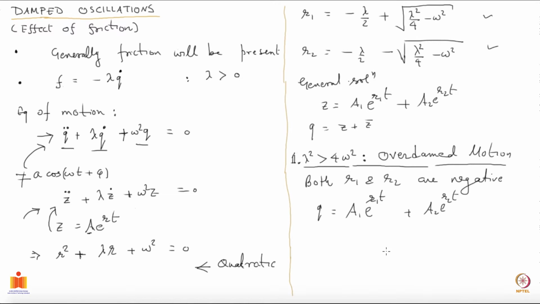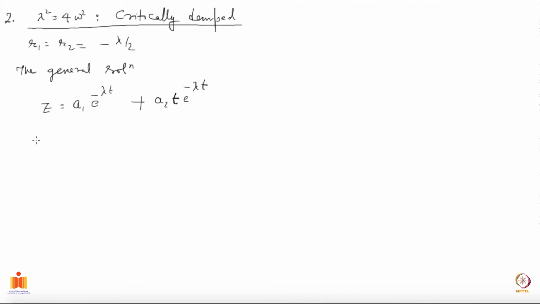So this first case was non-periodic, meaning the coordinate q never comes back to its original location, and it's also not oscillatory. Things are not oscillating, as you see here. The same is true here also. This is also a non-periodic motion, and also this is not oscillatory.